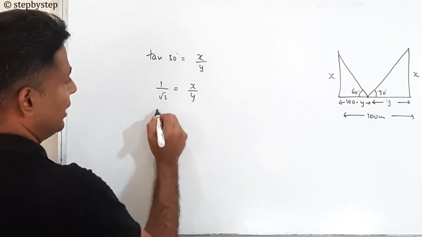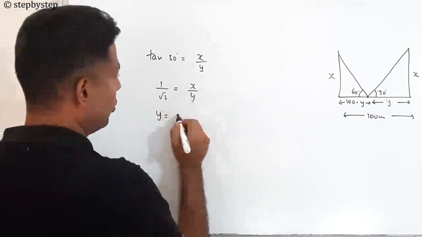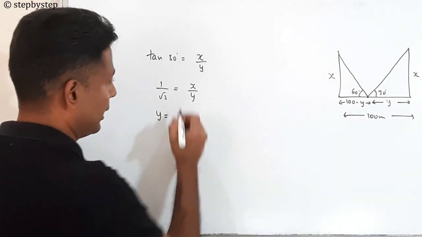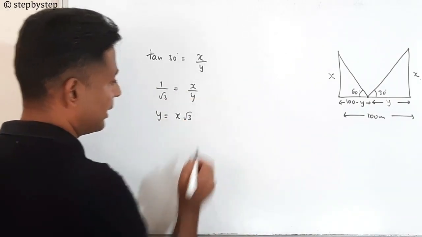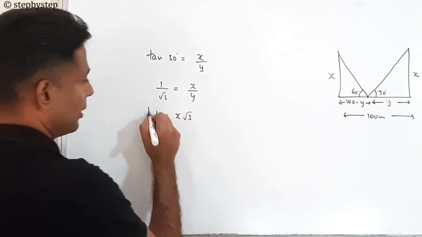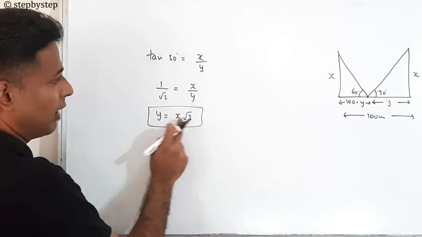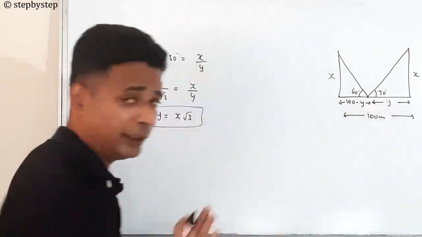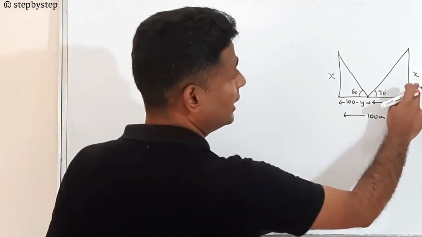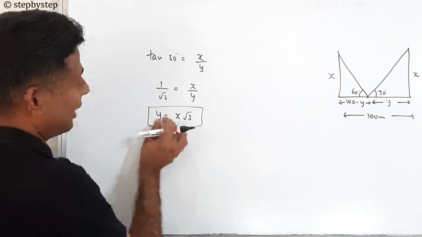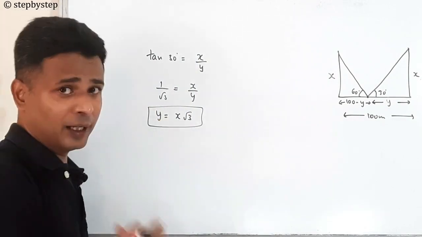So transposing, y equals x into root 3. Guys, I am putting y in terms of x. Why? Because we do not need to find y. Remember, we only need to find x. That is why we are putting it in terms of x.